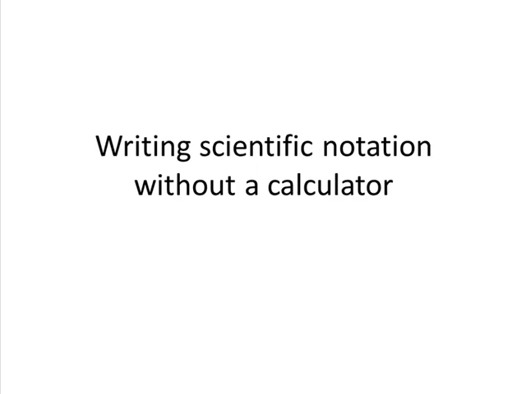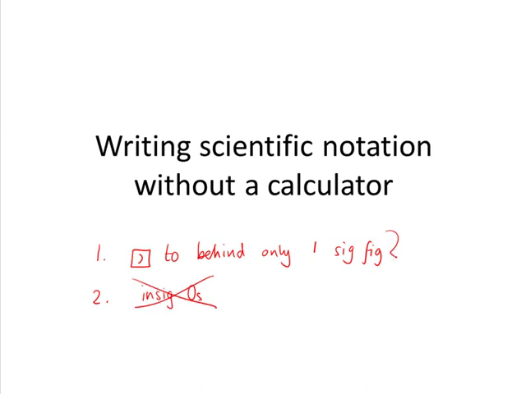What about if we want to write scientific notation without using a calculator? You do this in 3 steps. In the first step, move the comma until there's only one significant figure in front of it. Step 2, you remove any insignificant zeros. You are now left with the digit term, which is capital N.